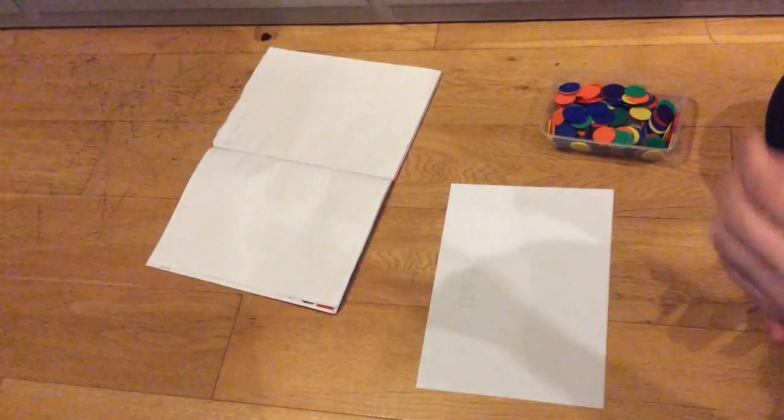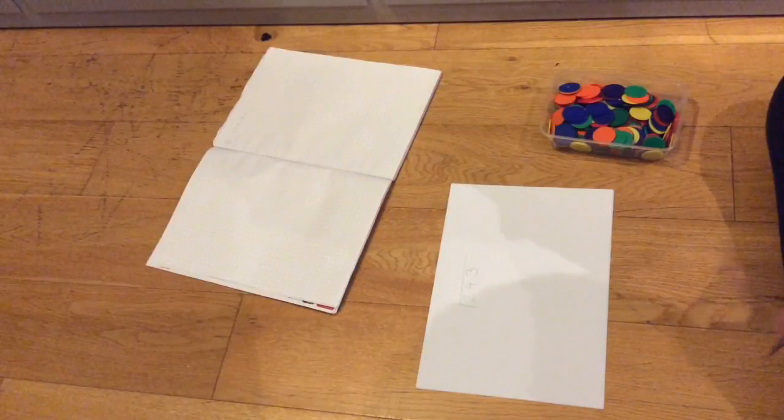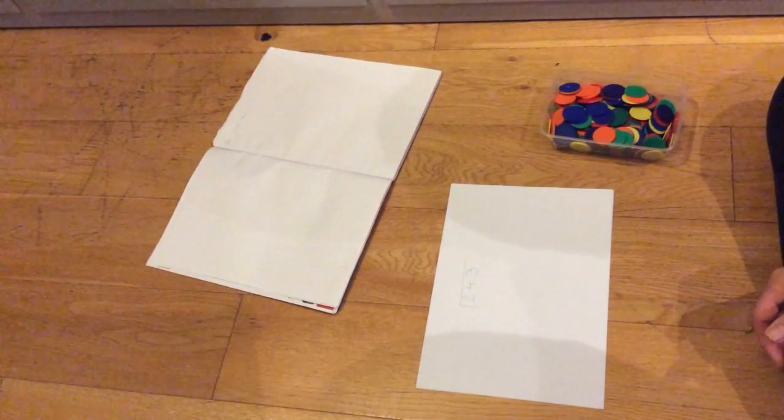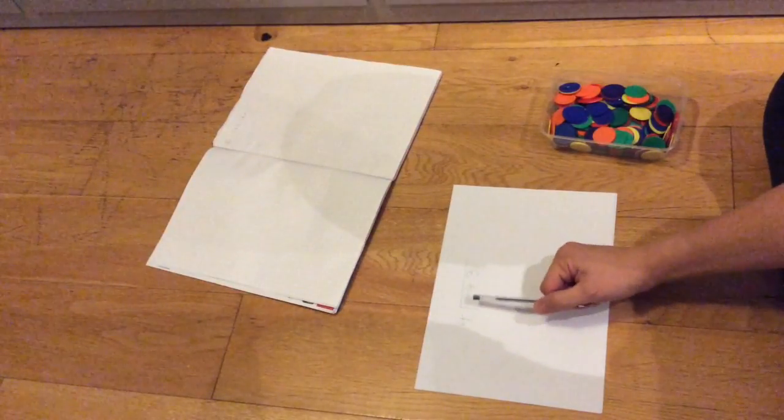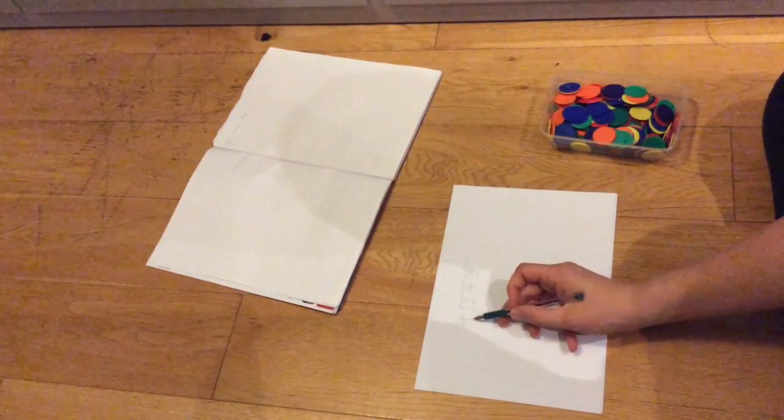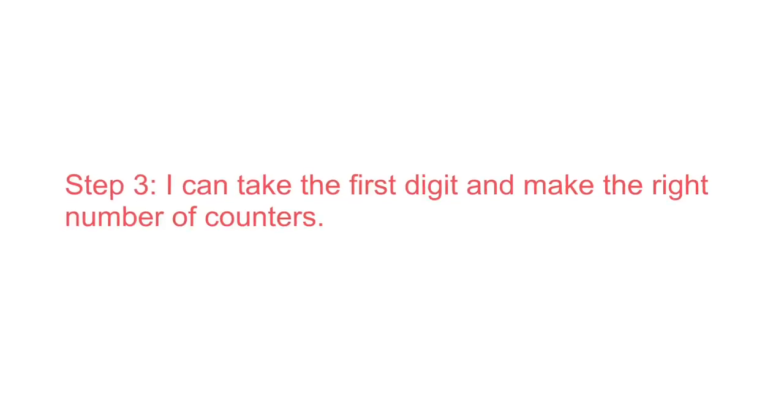Step 2. I can put the number I'm dividing by outside the bus stop. So the number we are dividing by is 4. So this is the number we are dividing from and the number we are dividing by.